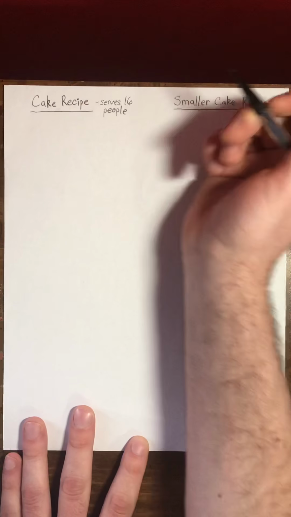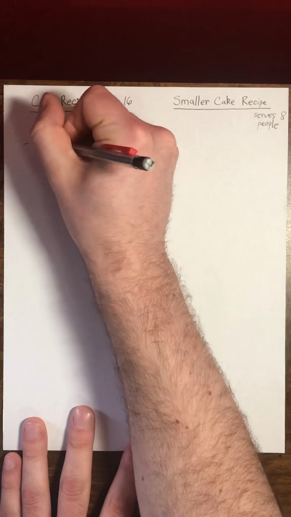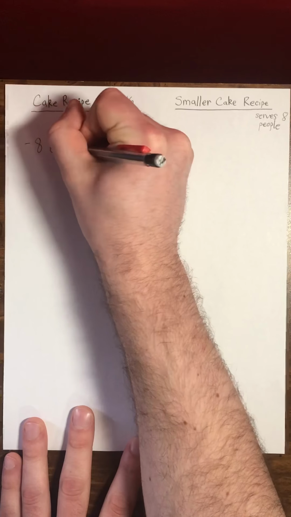So let's start with an example. Let's look at this cake recipe. This cake recipe serves 16 people, and we want to make a smaller cake recipe that serves 8 people. So let's start by writing down the recipe. This first cake recipe needs 8 eggs.